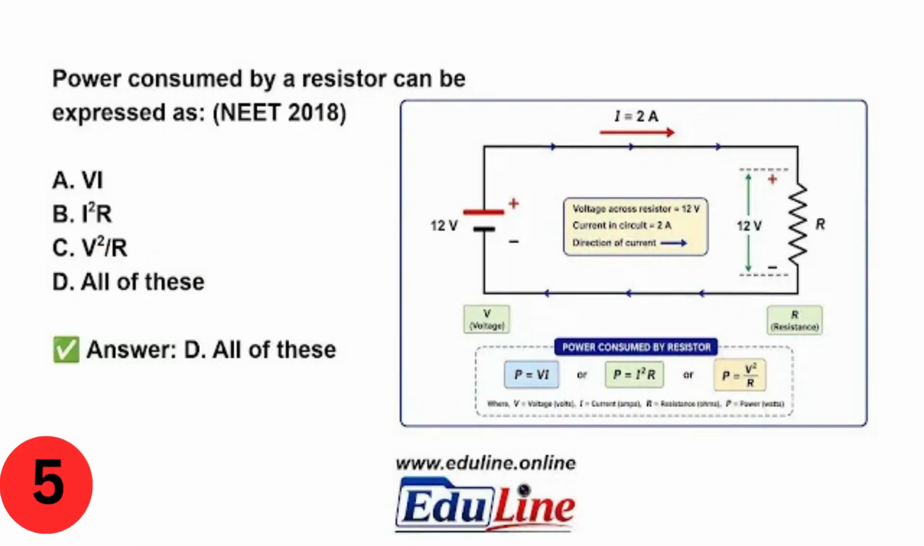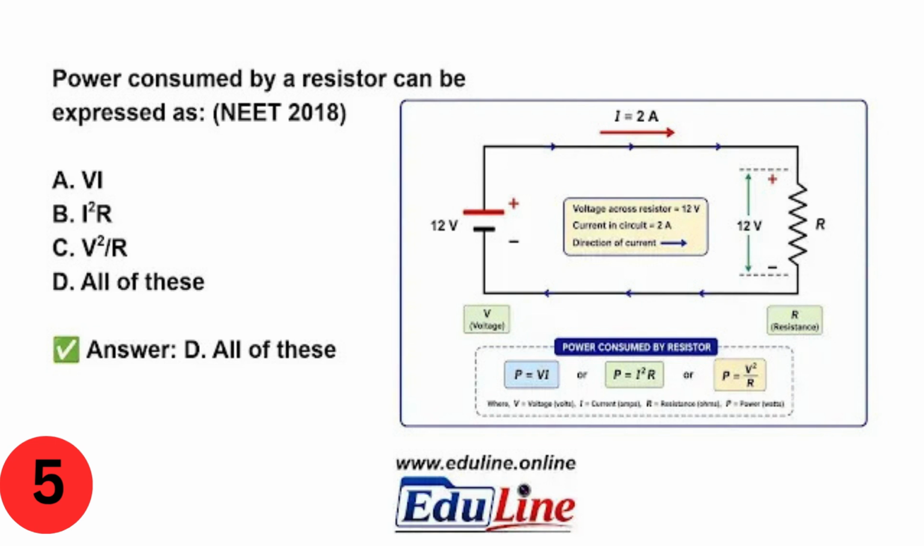Question 5. Power consumed by a resistor can be expressed in which ways? Options. Option A, voltage multiplied by current. Option B, square of current multiplied by resistance. Option C, square of voltage divided by resistance. Option D, all of these.